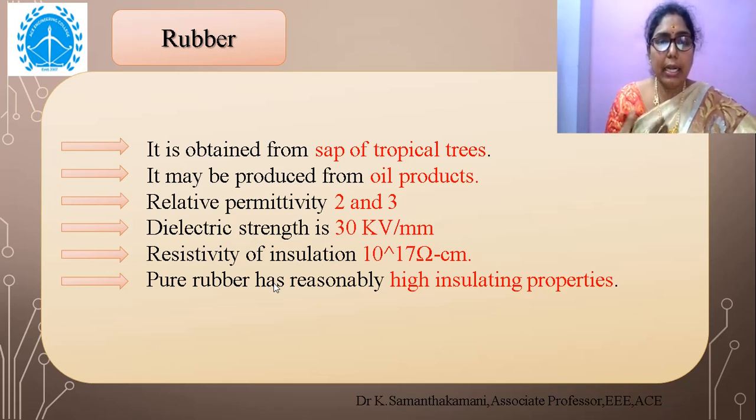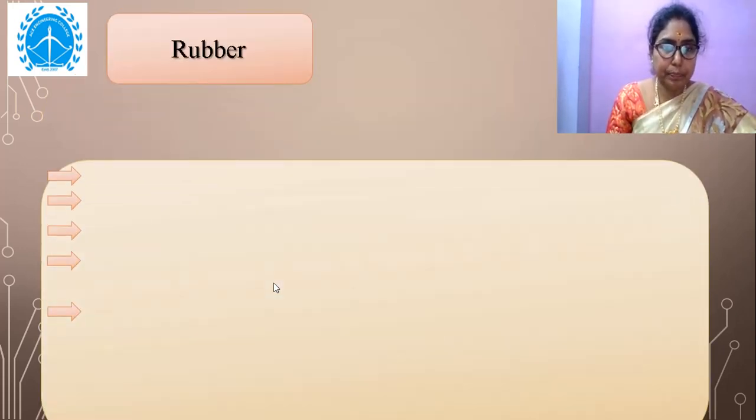Coming to the relative permittivity, 2 to 3 is the relative permittivity of the rubber, and it has a dielectric strength of 30 kilovolts per mm here. And coming to the resistivity of the insulation, 10 power 17 ohm centimeters is the resistivity of the rubber insulation. And one more point, if you consider pure rubber, it has high insulating properties, no doubt, but it has some disadvantages also. Now we will see what those are.